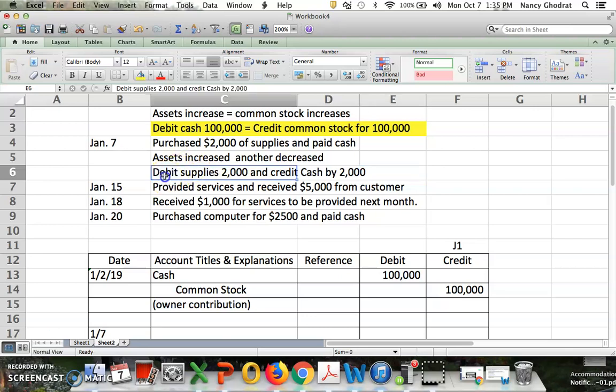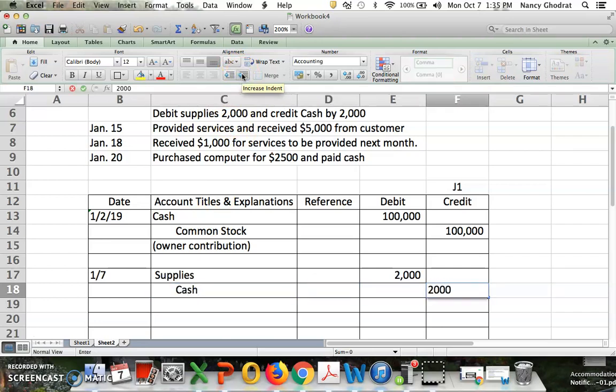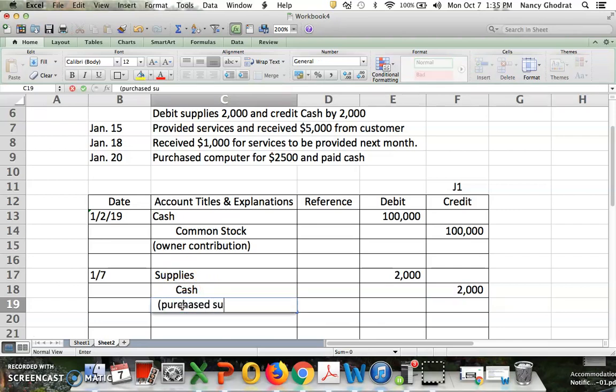Do we have at least one account being debited, one account being credited? Yes, we do. Supplies is being debited, therefore I have to write the name of supplies in my entry first, because that's the convention. And we need to write the name of cash. We need to indent it, so it goes on its own line below supplies, and then a short explanation, purchased supplies.